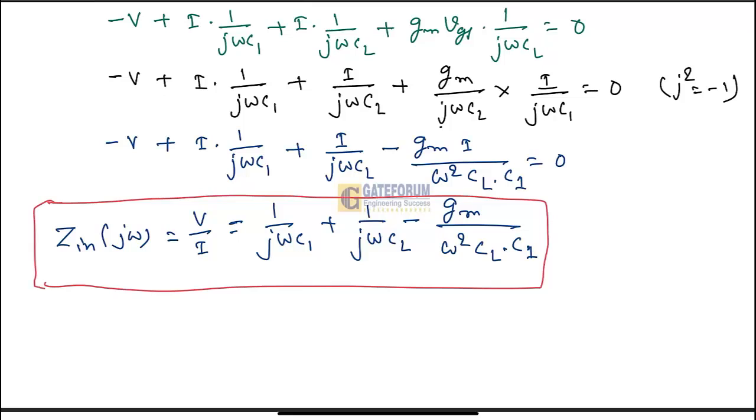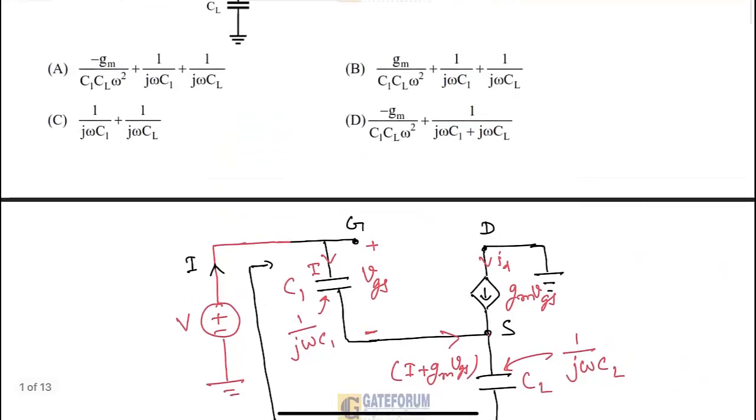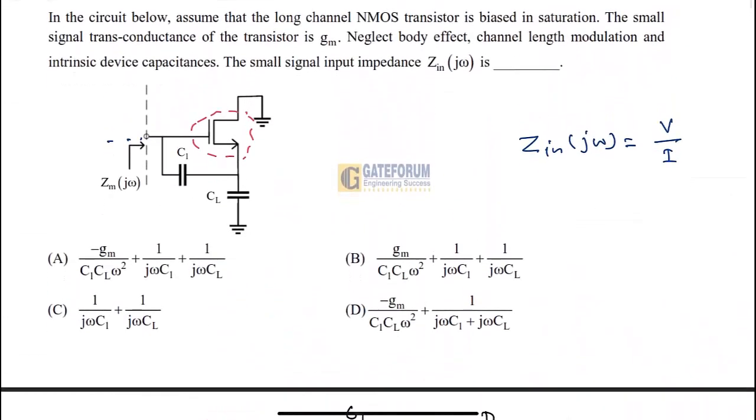Due to that reason, this Zin is written in terms of j omega. We got this expression: Zin as a function of j omega is equal to V by I is equal to 1 by j omega C1 plus 1 by j omega CL minus gm divided by omega square CL into C1. If we compare this with the options, it matches option A: minus gm divided by C1 into CL into omega square plus 1 by j omega C1 plus 1 by j omega CL. So we can say that option A is the right answer for this question. This way, the explanation for this question is over. Thank you.